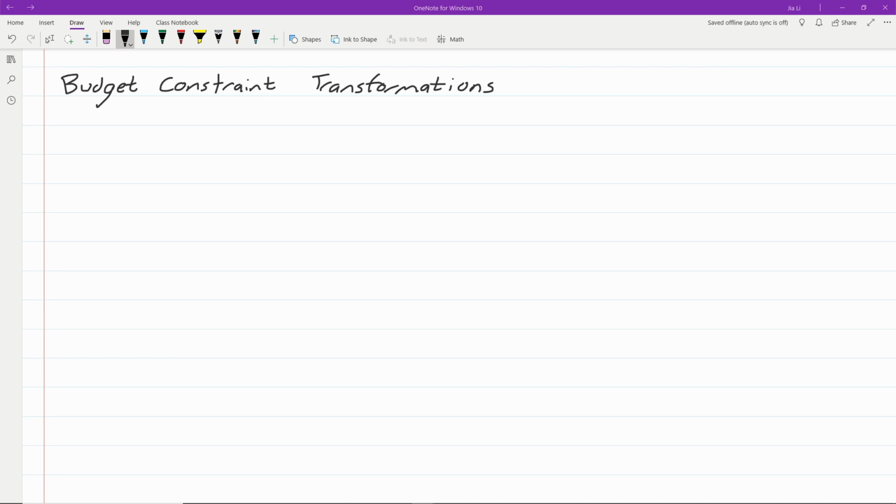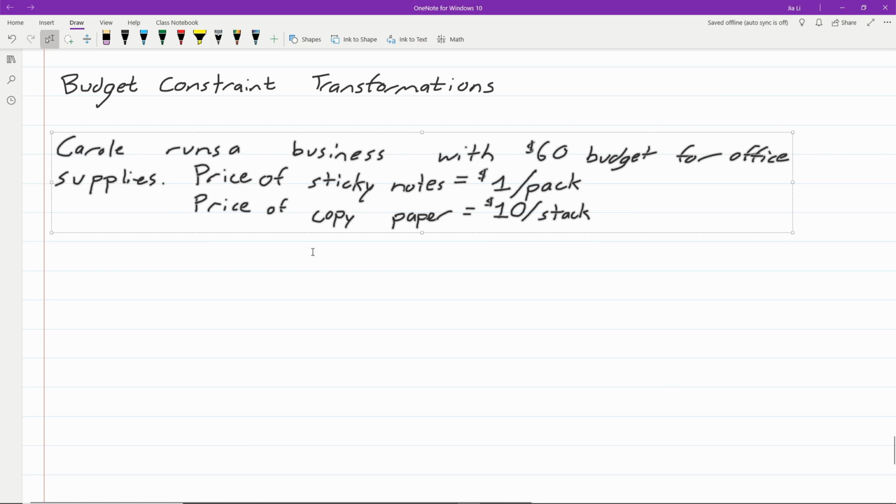Like what does the new budget constraint look like when we swap around some of the numbers that we used from before. So here I'm just going to save up on time, I'm going to copy and paste the numbers that we used from before for Carol's budget constraint right here. So as you recall from our example, Carol runs a business with $60 budget for office supplies, where the price of sticky notes costs $1 per pack, and copy paper costs $10 per stack of copy paper.